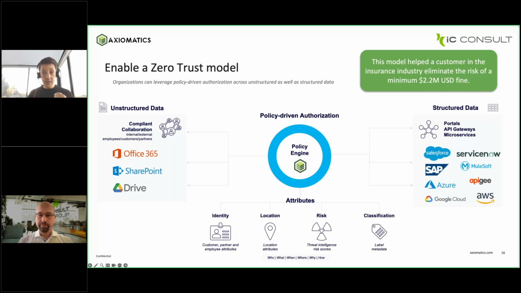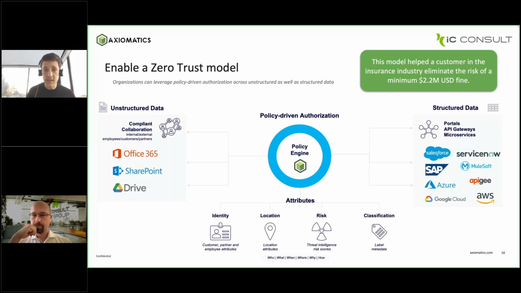With policies, of course, if you write the policies correctly, you can apply them to any number of systems. On the left, unstructured data like Office 365, SharePoint, Google Drive, so on and so forth. On the right, structured information like Salesforce, APIs like MuleSoft, Apigee, so on and so forth, or SAP. And then, of course, you're always reading those sources of attributes at the bottom: who the user is, their identity data, contextual data like time of day and location of users' risk. And then if we're talking about data like what you store in SharePoint, classification data.